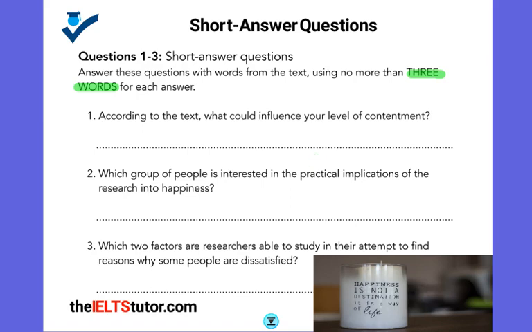Now, the other thing about short answer questions is that you have to remember that grammar is not important in IELTS reading short answer questions, because what the test writer wants to see is whether or not you understand the text that's being given here. So let's take a look at the first question. The first question is, according to the text, what could influence your level of contentment?